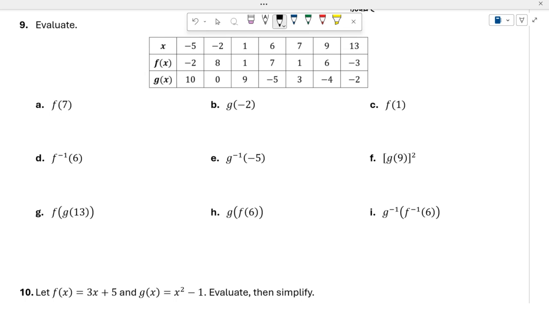So for 9a, we want to evaluate f of 7. This is just saying what is the result when you take 7 and you plug it into the f function. So we're taking 7, plugging it into f, so the result is 1.